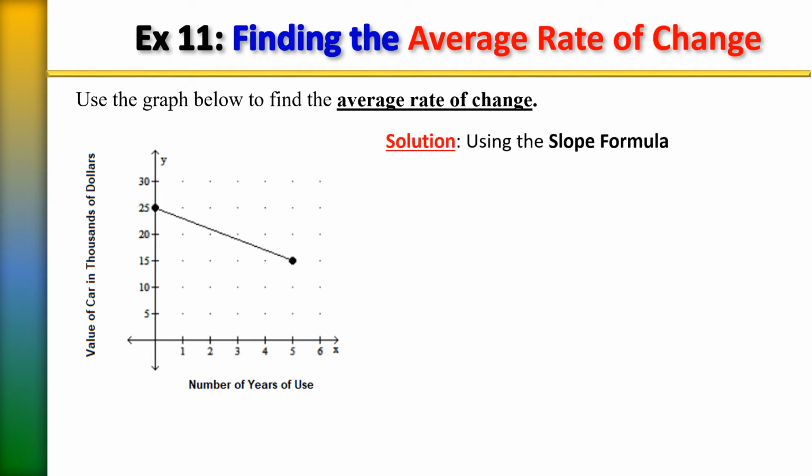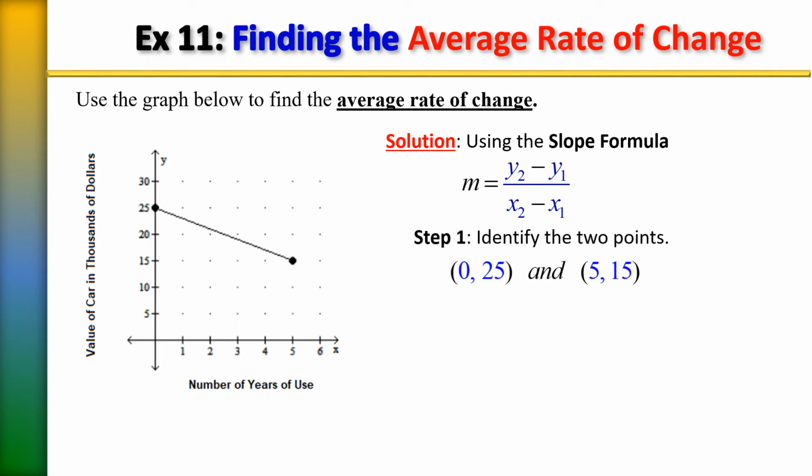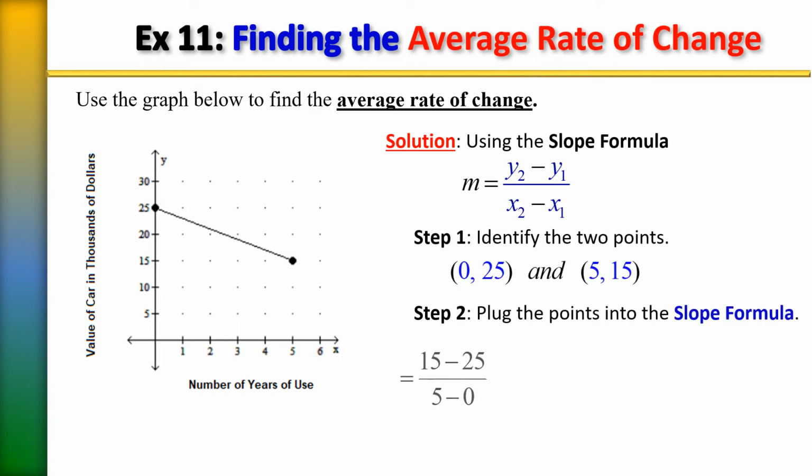So taking those 2 points and plugging them into the slope formula of y sub 2 minus y sub 1 over x sub 2 minus x sub 1, meaning subtract your y's, make sure they're up top, subtract your x's, make sure they're down below. So when we plug those into the slope formula, it's going to look like so.